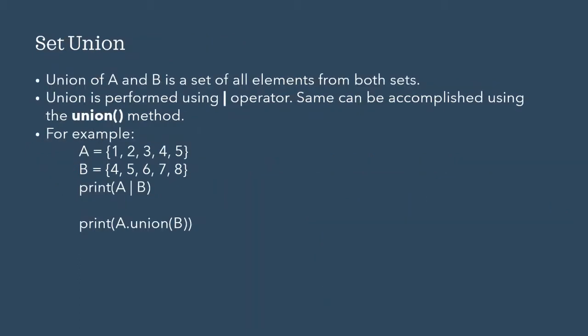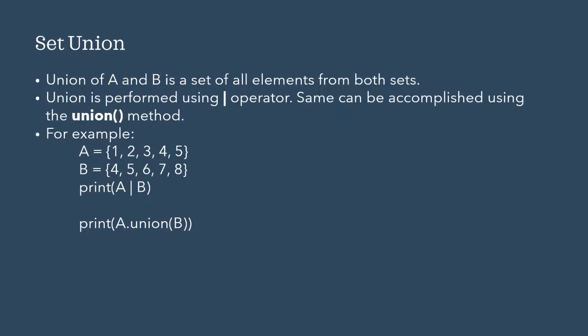So the first operation we have is the union of sets. The union of two sets contains the elements of both sets without duplicates. In Python, you can perform union using either the pipe operator or the union method. Inside the union method, we pass the other set as the argument. In the syntax example, we've created two sets, and if I say print A pipe B, that is basically printing the union of A and B.